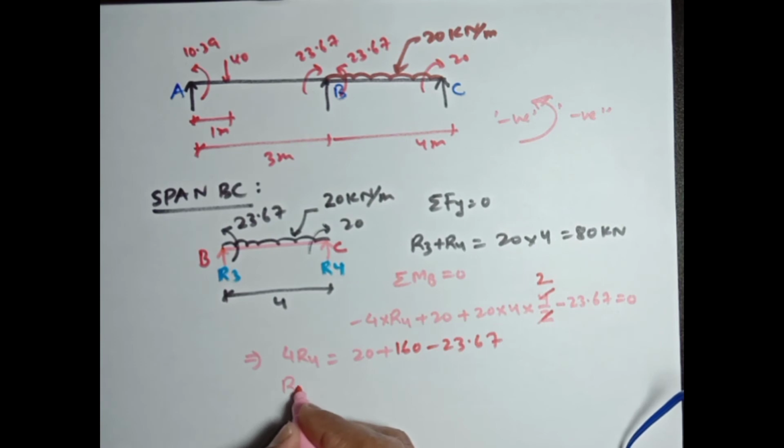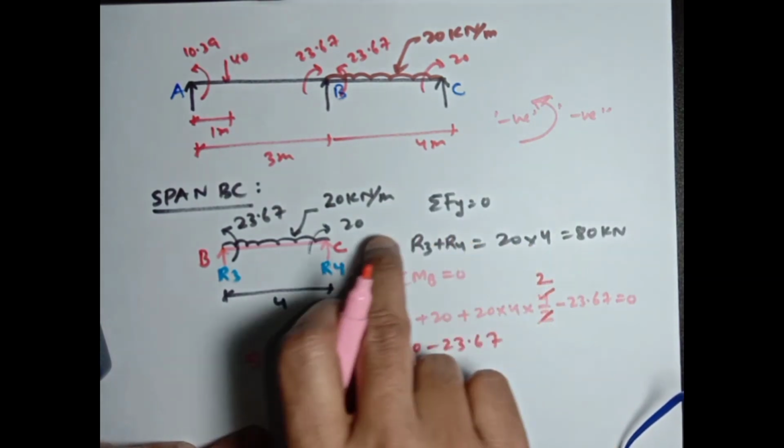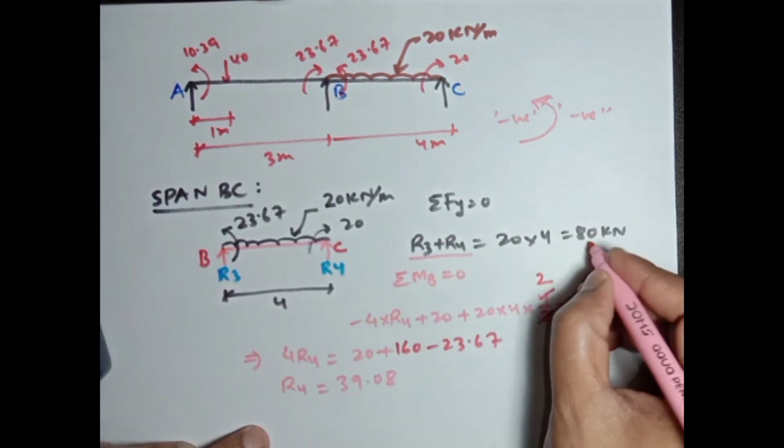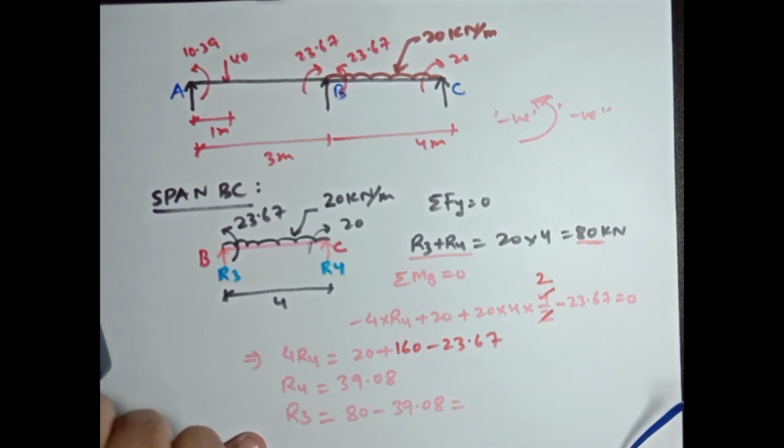Therefore R4 will be 20 plus 160 minus 23.67 divided by 4. It will give 39.08. As R4 plus R3 is 80, so R3 will be equal to 80 minus 39.08. It will give 40.92 kilonewton.